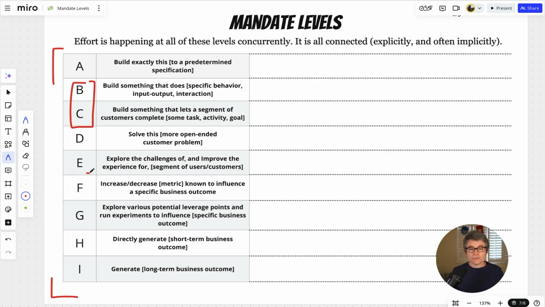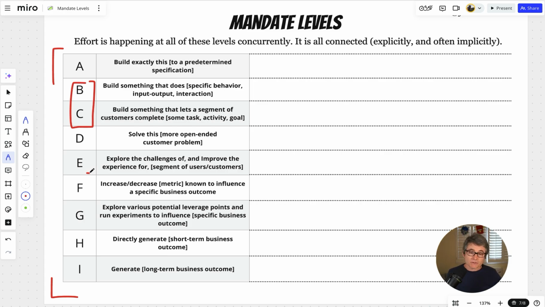F, increase or decrease the metric known to influence a specific business outcome. So could you please lower the mean time to onboard or something like that? G is more strategic: explore various leverage points, run experiments, toward some big business outcomes. So you don't even have a clear sense of the problem at that point or the opportunity or how you could solve that. And you need someone to sort of explore and figure it out.